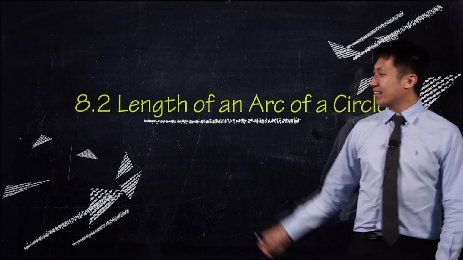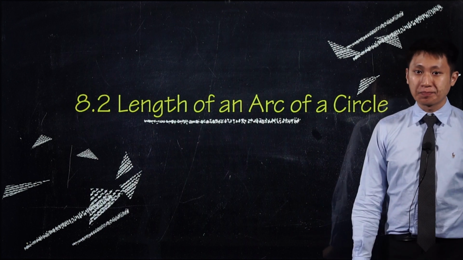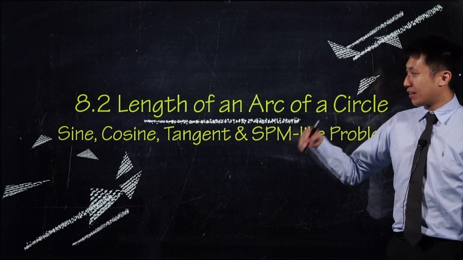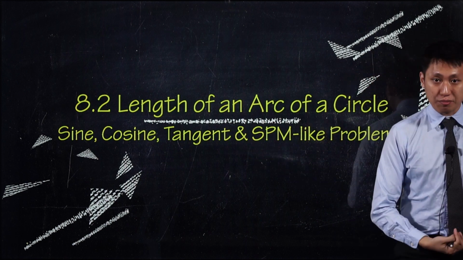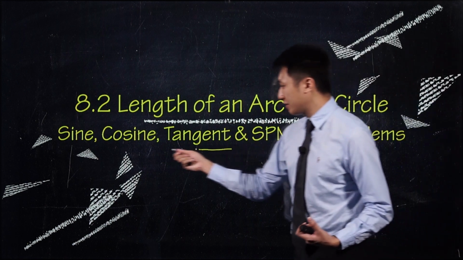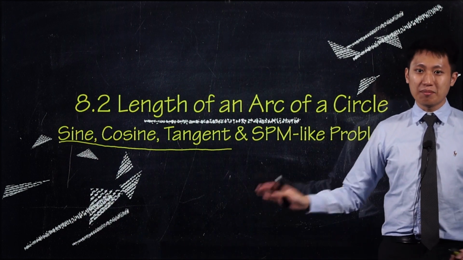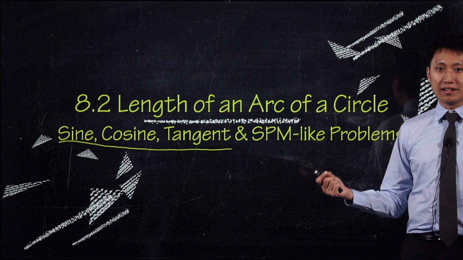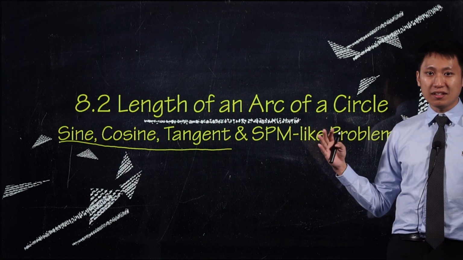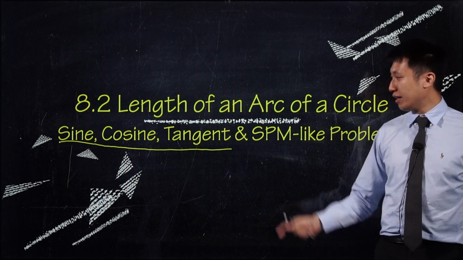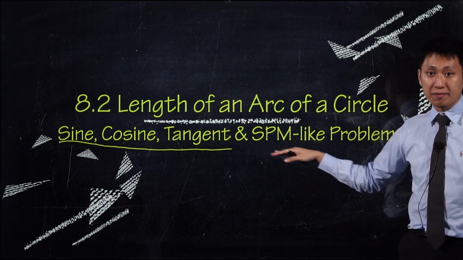Hi, it's me again. So now we can talk about length of an arc of a circle. So again, it's about sine, cosine, tangent, and SPM-like problems. These few things may seem horrible to you. You may not have heard anything of this, but you can learn a little bit of it here first. Actually, you'll learn this in detail in later chapters and also in Form 5. But we have to do something about this one first so that we can focus on the SPM-like question.